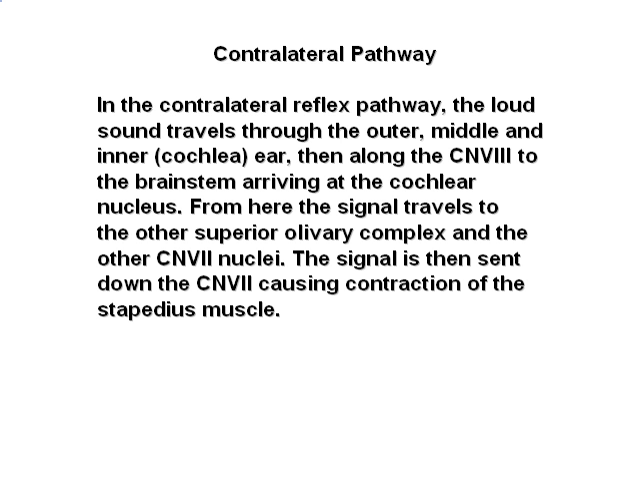Contralateral pathway. In the contralateral reflex pathway, the loud sound travels through the outer, middle, and inner ear along the seventh nerve to the brainstem, arriving at the cochlear nucleus, from where the signal travels to the superior olivary complex, the seventh nerve nucleus. The signal is then sent down the seventh nerve, causing contraction of the stapedial muscle.